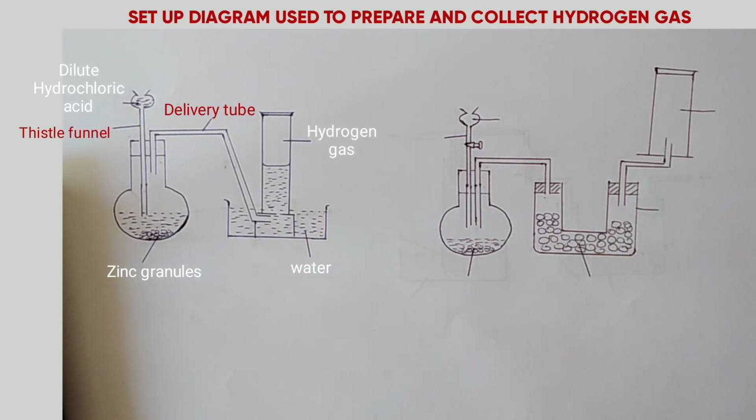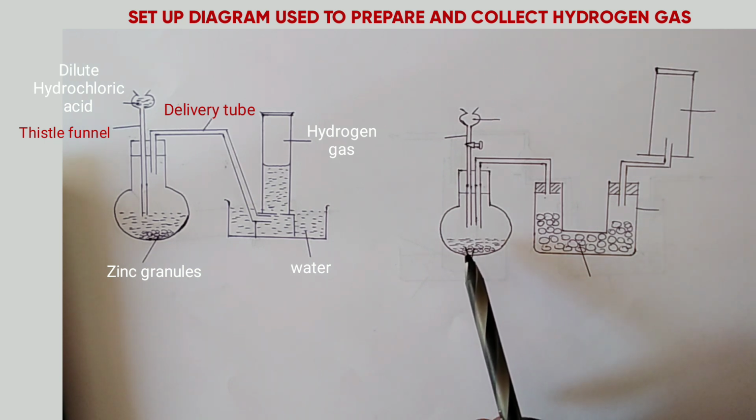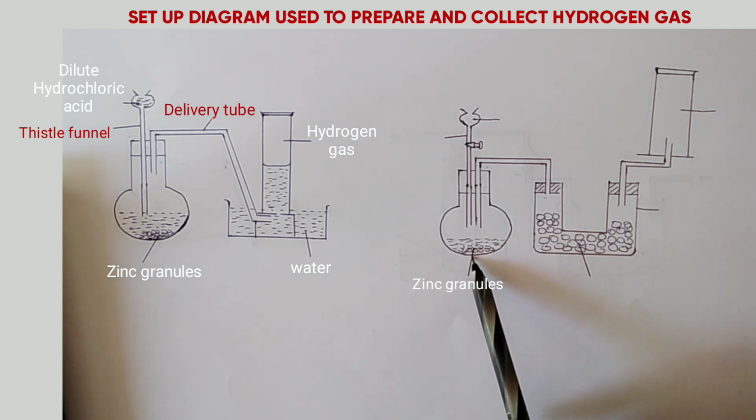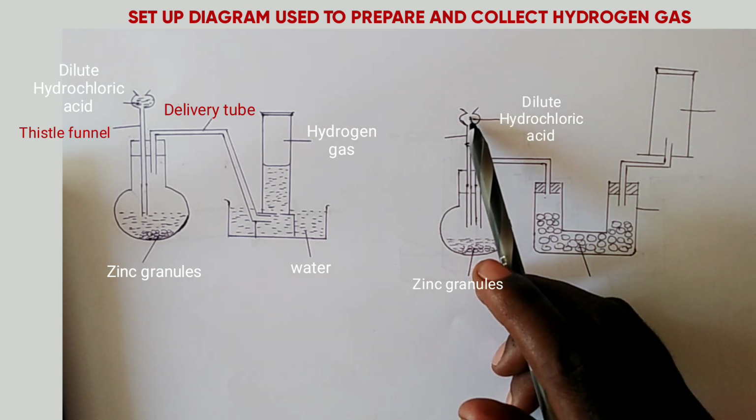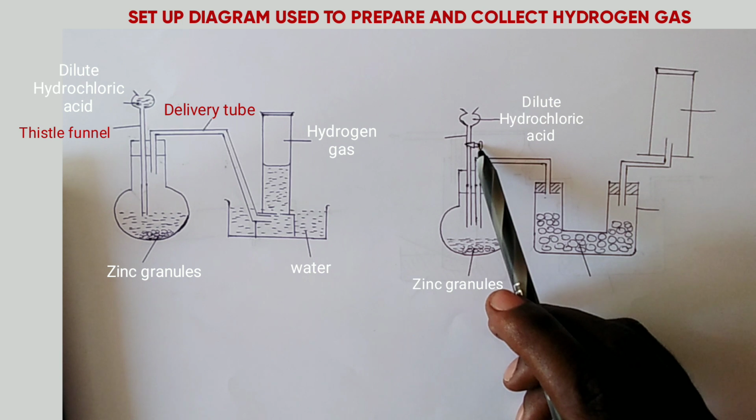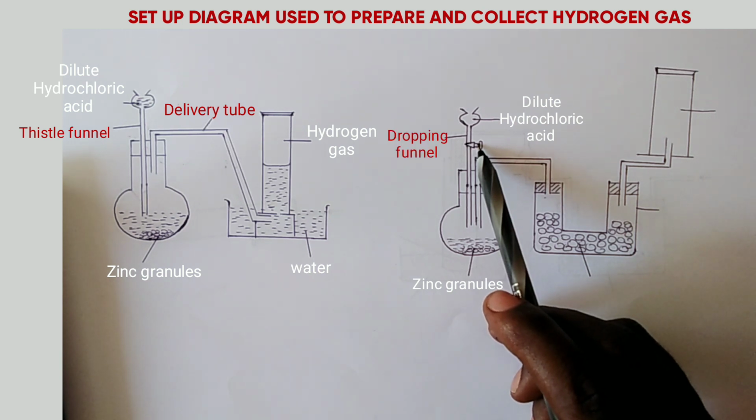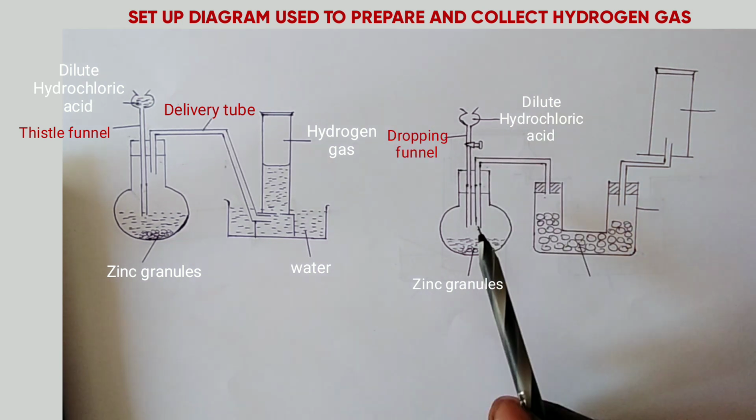Now when the gas is required dry, you are supposed to pass it through a drying agent first. After preparation, you pass it through a drying agent. So you place here zinc granules and the catalyst used, that is copper sulfate crystals. And then you allow the dilute hydrochloric acid from the top here through the tap. This is called a dropping funnel, so it should not be dipped in the solution.